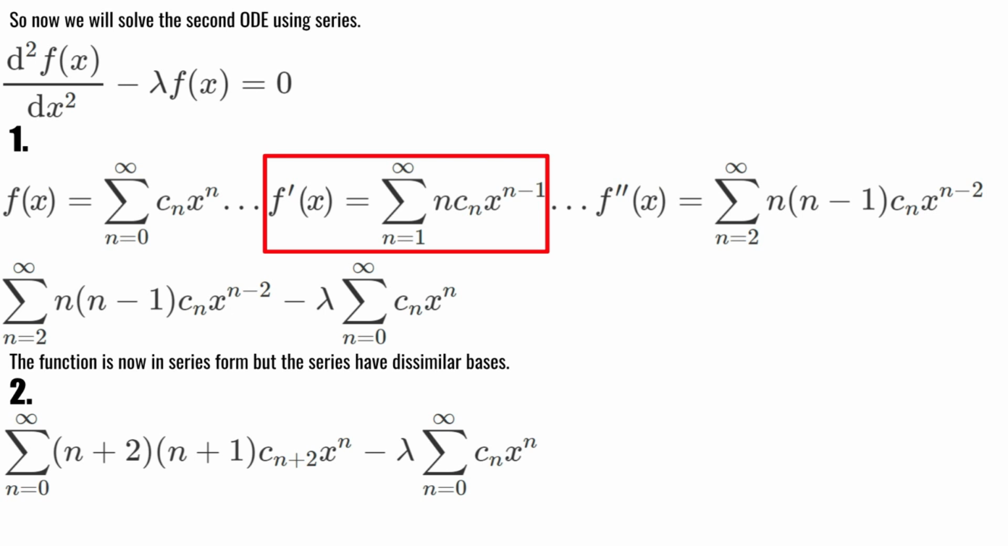Okay, so now we're going to sub our terms back into our original equation. You're going to notice that the first derivative is unused, so we're going to have the second derivative of our power series function. So we're going to have the series from n equals 2 to infinity of n times n minus 1 times c sub n times x to the n minus 2, minus some eigenvalue multiplied by the series from n equals 0 to infinity of c sub n times x to the n. And you'll notice that we run into a pretty immediate problem here, and that problem is that our series do not have the same base, okay? So we need to get our series in the form where they're the same base.